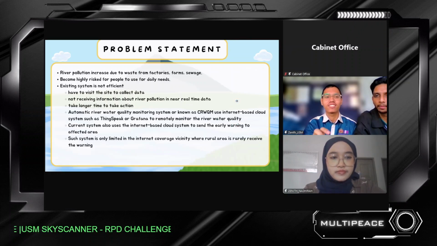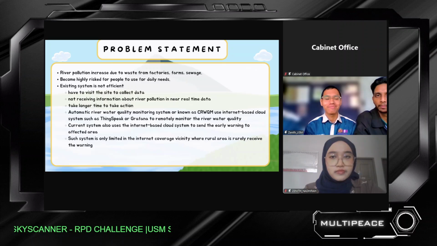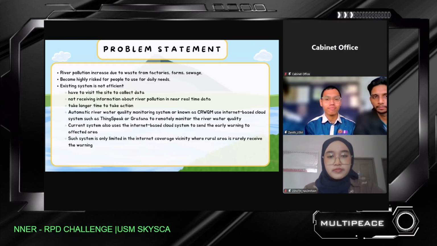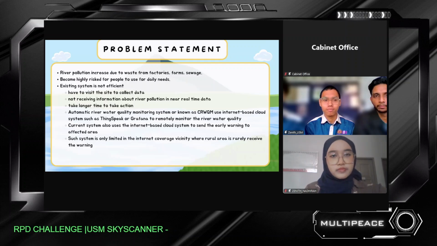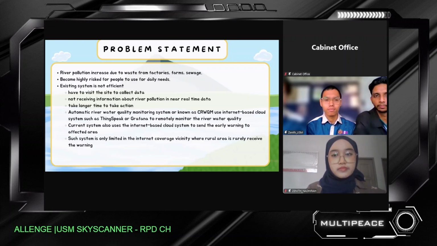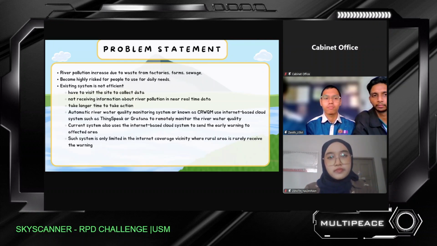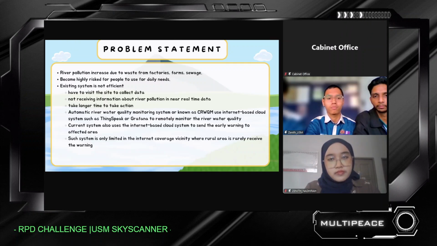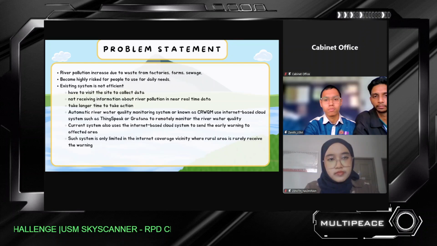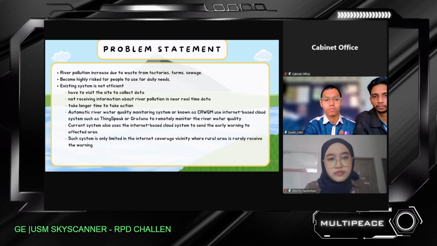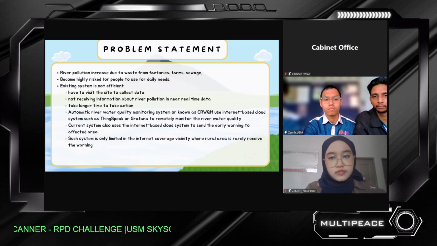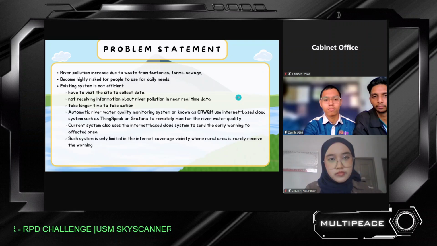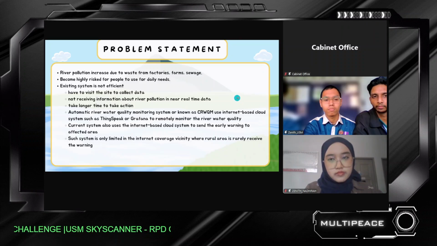Alright, for the next slide, let's take a look into the problem statement which inspired our team to do the prototype project. River pollution in Malaysia, driven by industrial, agricultural, and sewage waste, poses a risk and disrupts daily water use. Current monitoring systems are inefficient due to manual sampling, delays, and cloud-dependent alerts that exclude rural areas with poor internet access. This gap necessitated near real-time, offline-compatible solutions to ensure rapid response and equitable access to pollution alerts. Next slide.